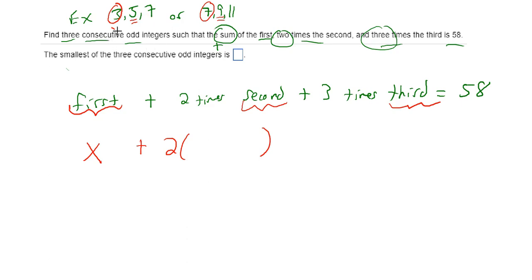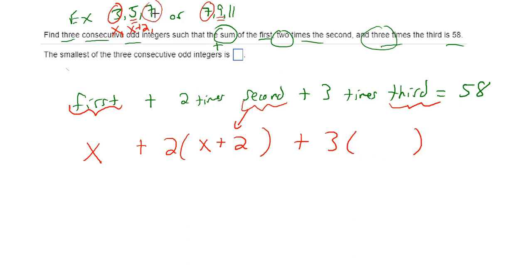So if I'm going to let x represent the smaller number, the middle number would have to be 2 more than that to be the next odd number in a row. I don't know if I'm saying that right. So to be the next consecutive odd number, it would have to be 2 bigger than the smaller one. And so that's what I will use here to represent the second number in the 3 consecutive odd numbers. It's going to be 2 bigger than the first one, plus 3 times the third one.